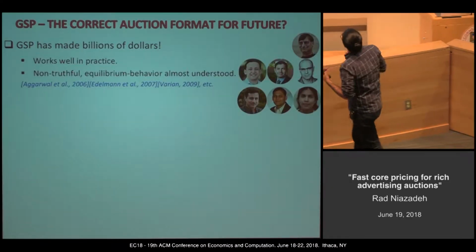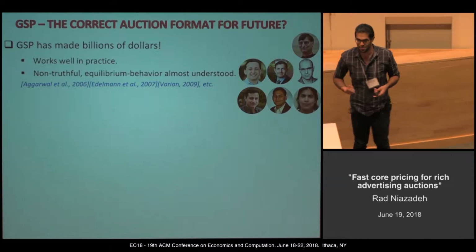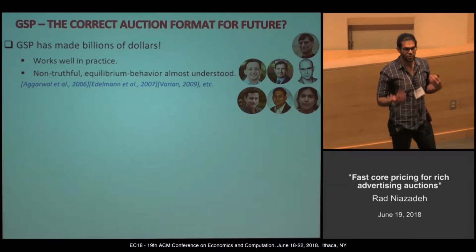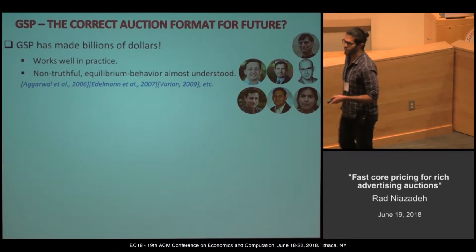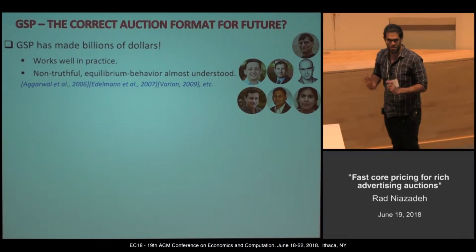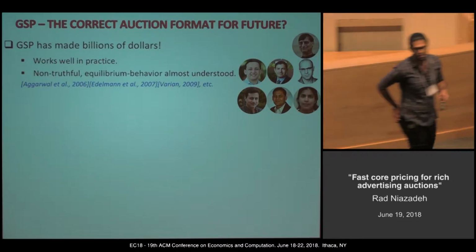And thanks to these folks who actually won the Test of Time Award this year at EC, we understand this equilibrium behavior pretty well, even though it is non-truthful. We have a lot of handle over GSP, so it is a very well-celebrated auction in practice.